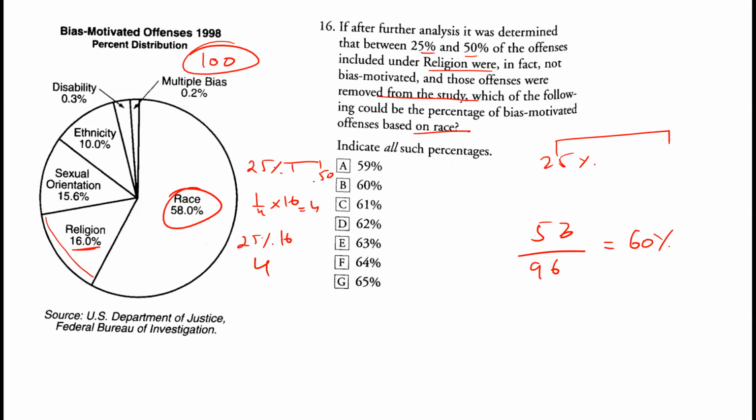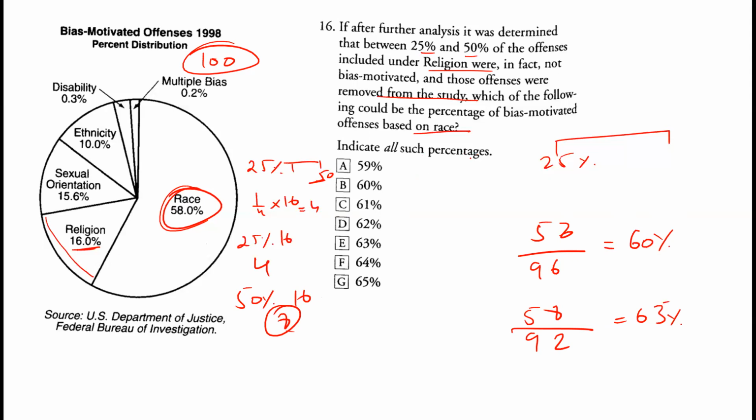And if we remove 50%, again, the number of offenses remains the same as far as race is concerned. Now 50% of 16 is 8. So we are removing 8. So with 58, how many offenses will remain? 92. 58 divided by 92 is approximately 63%. A little more than 63%.